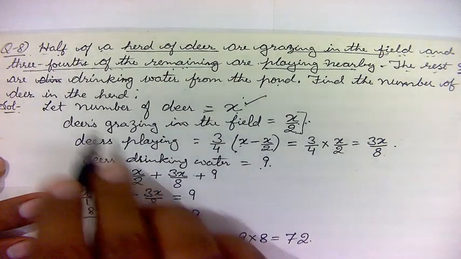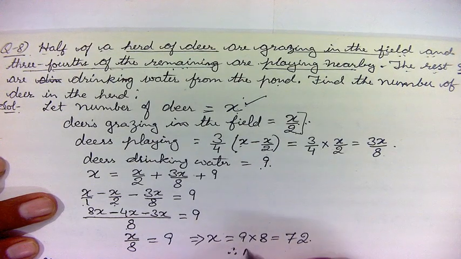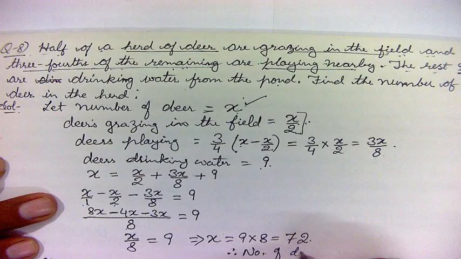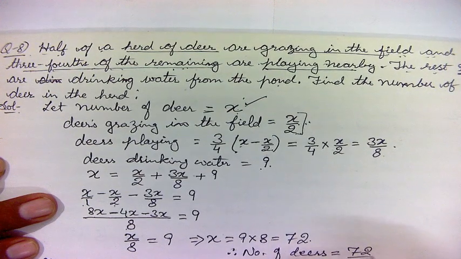We had to find the number of deer in the herd. Therefore, the number of deer is 72.